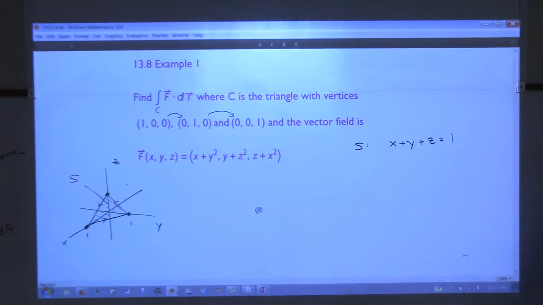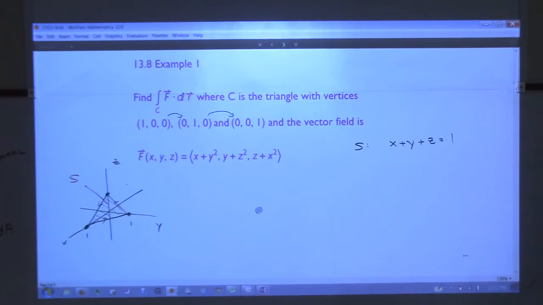Without having to do cross products and all that to get normals, I think we can intuitively just say, yeah, that's the equation of that plane. Just saved us about 5 minutes, all right?